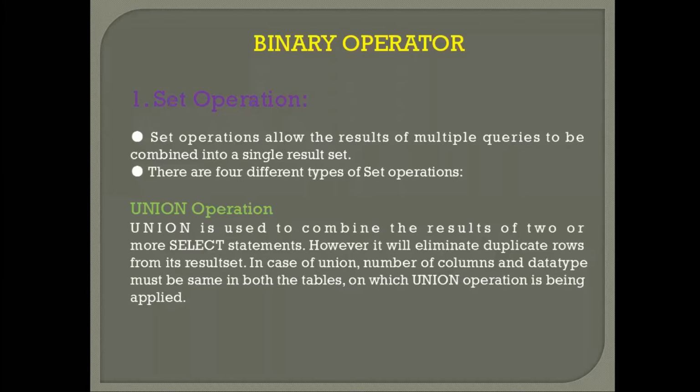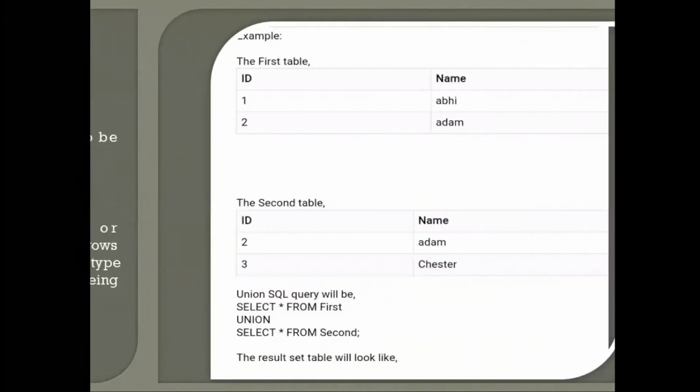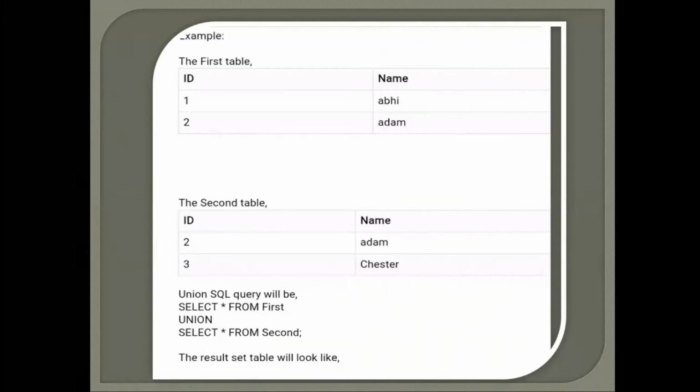Suppose in your table A you have data with ID 2, and in your table B you have data with ID 2 again. It will show ID 2 only once. The duplication for that particular ID won't be allowed. So let's move on and understand it with an example. We have the first table, with the relation name first, and an ID and name as attributes. You have a second table, again with ID and name as attributes.